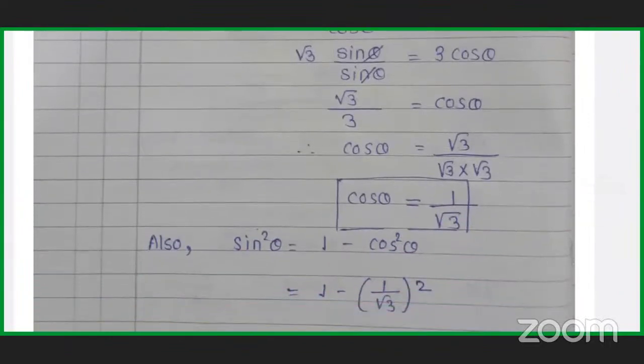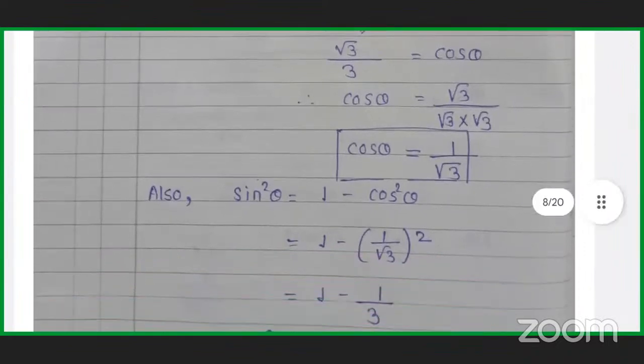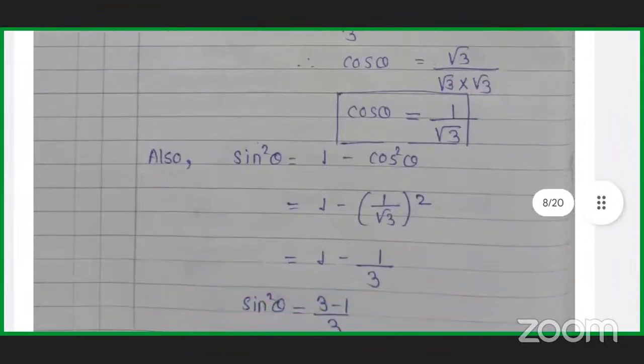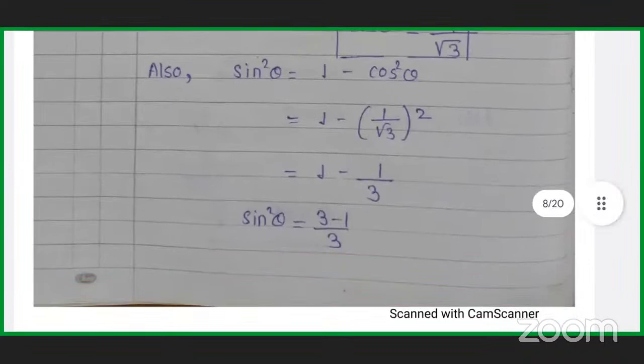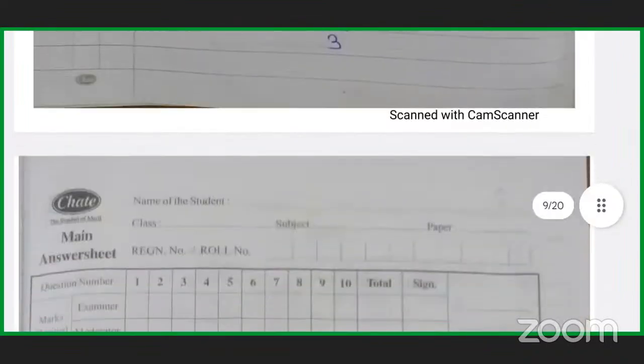Then we have to find out the value of sin square theta. So sin square theta is nothing but 1 minus cos square theta. So put the given value, 1 minus 1 upon root 3 bracket square. So 1 minus 1 upon 3, same the denominator. So 3 ones are 3, 3 minus 1 upon 3. That will get the value of sin square theta, 2 upon 3.